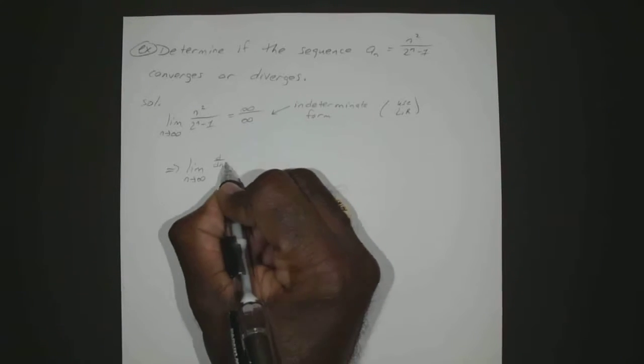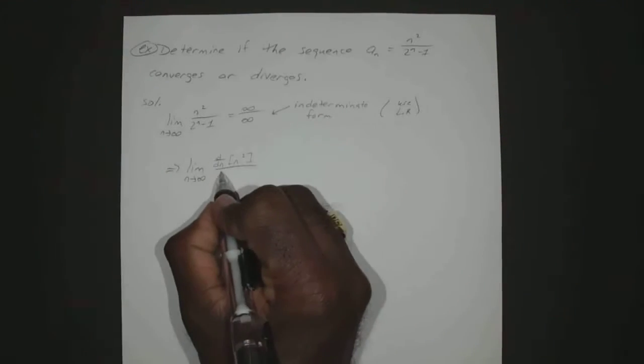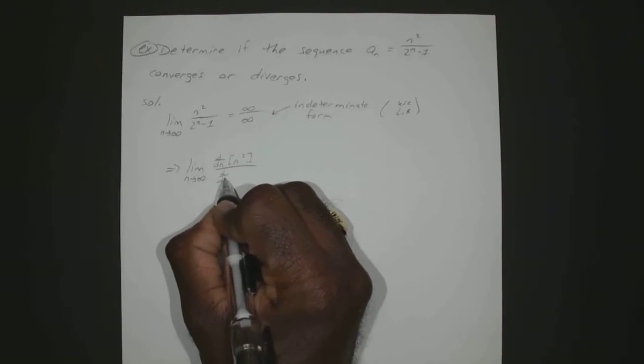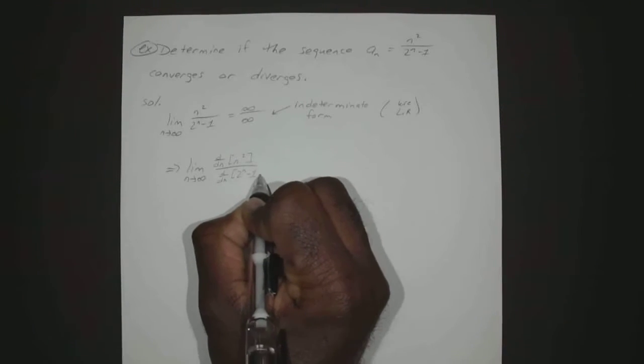The limit of the derivative with respect to n of n squared over the derivative with respect to n of 2 to the n minus 1.